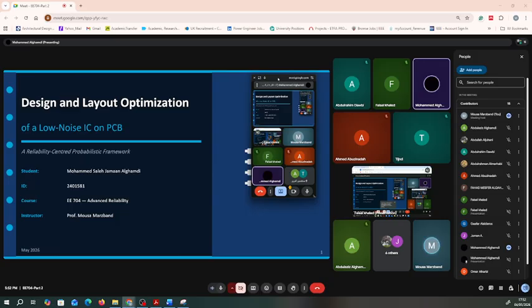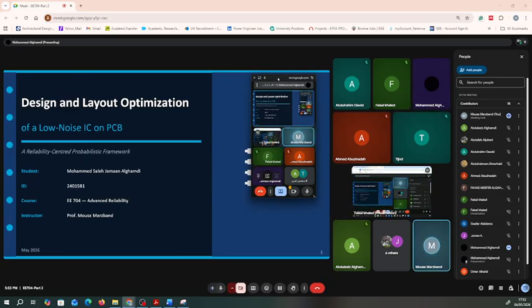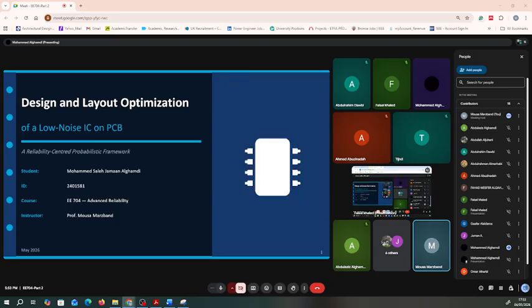Mr. Mohammed, could you please minimize this small window or just close it? Yes, close this one. Yeah, now it's okay.